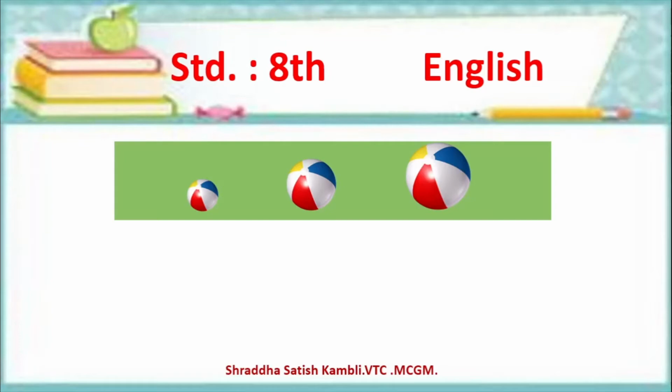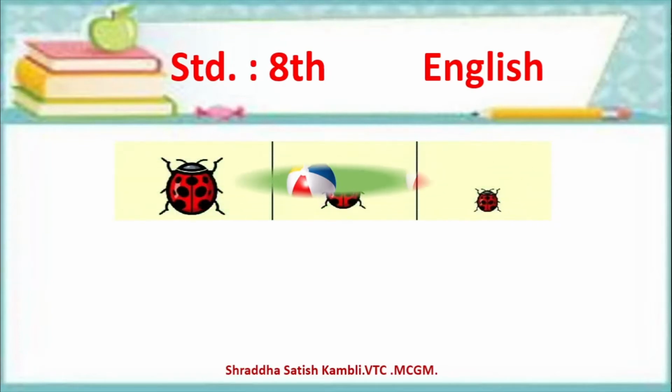So this is one clue for you. Let me give you one more example. See here. So we have three beetles and all the three are of different sizes again. Okay, so looking at this, are you able to remember the grammar point that we have been learning since we were in a very small class, you can say?